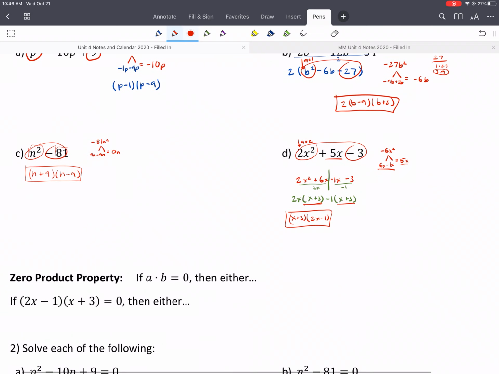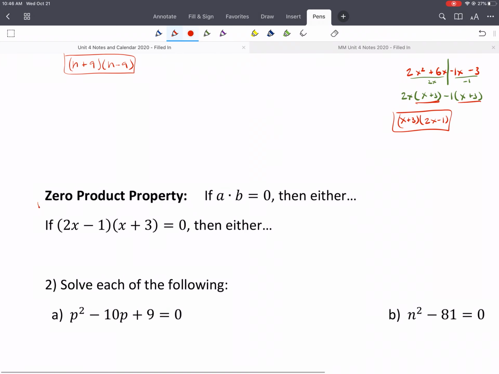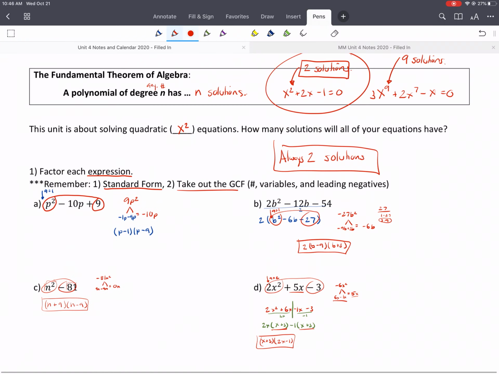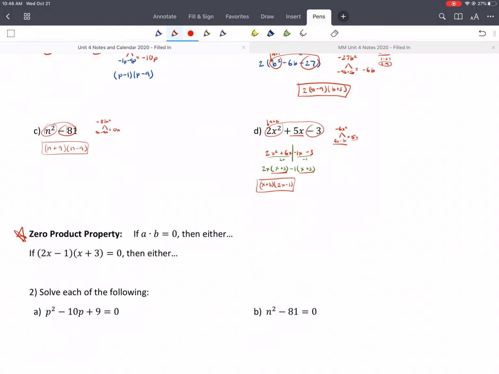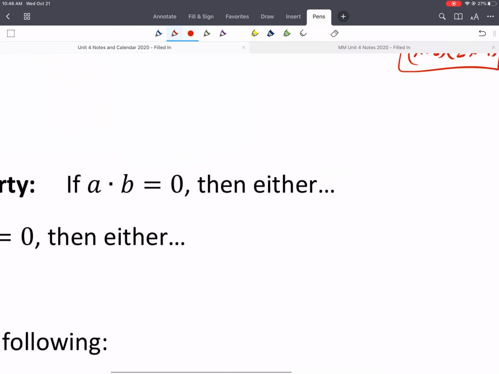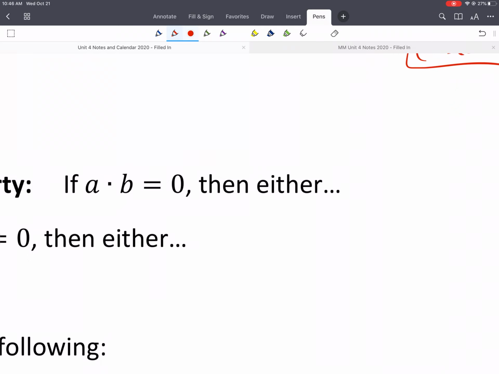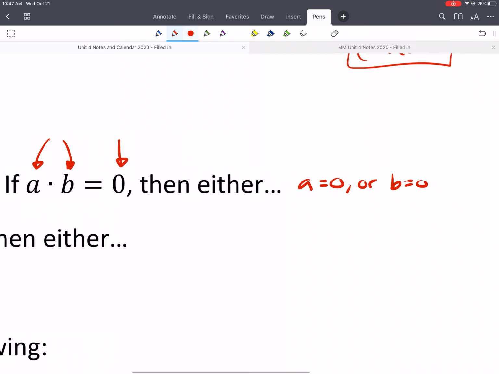All right, let's talk about the zero product property. Okay, this is important. Let's start with this. If A times B is equal to 0, then what do we know about A or B? How could you get 0? What would you need to know about A or B? Well, either A is 0 or B is equal to 0, or both.